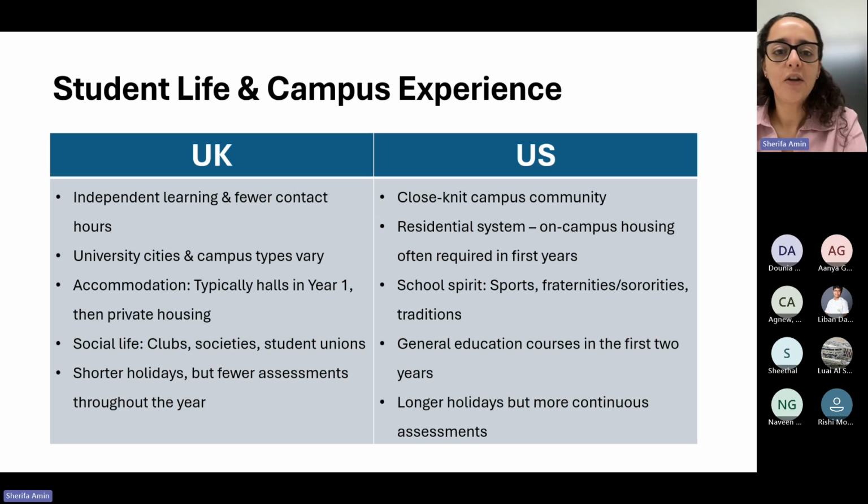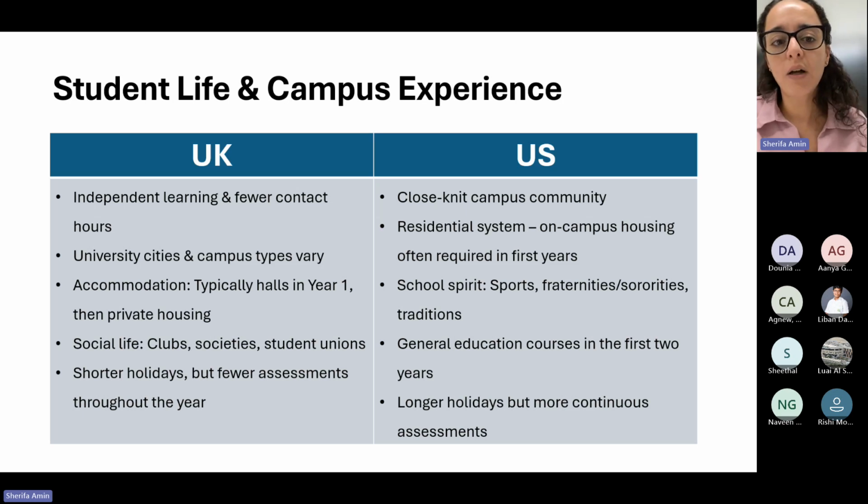The US, on the other hand, has a broader curriculum. Students take general education courses in the first 2 years before they specialize. And classes are more structured with continuous assessment. Most universities have residential campuses where students live on site. Some universities will guarantee housing for the first year. Some will say we guarantee housing for 4 years. And the advantage of that is it really gives students that close-knit campus feeling.